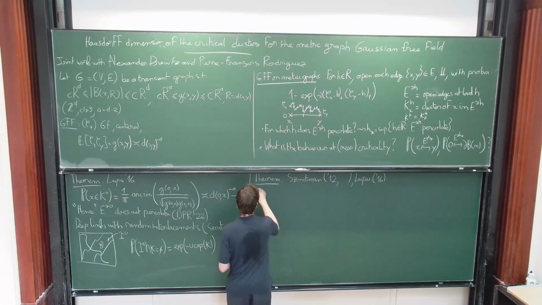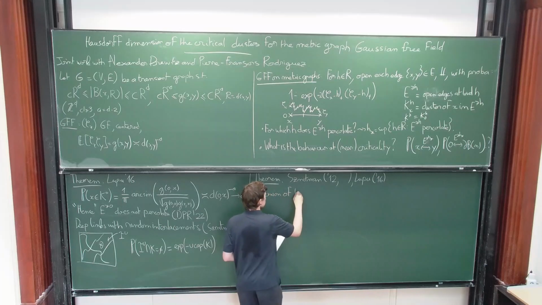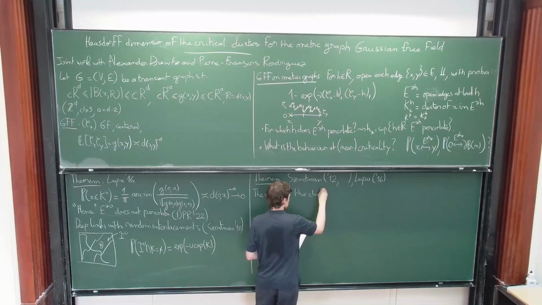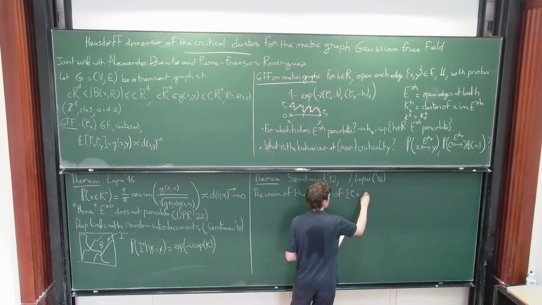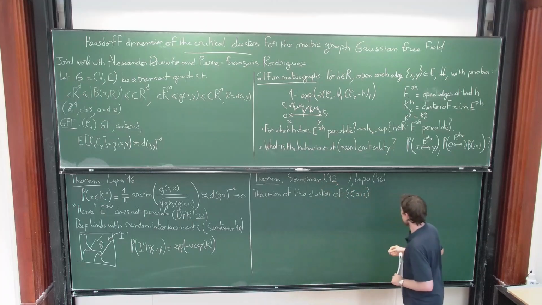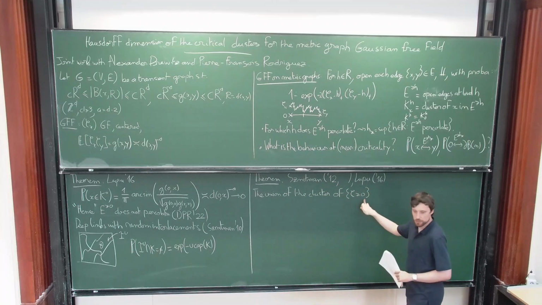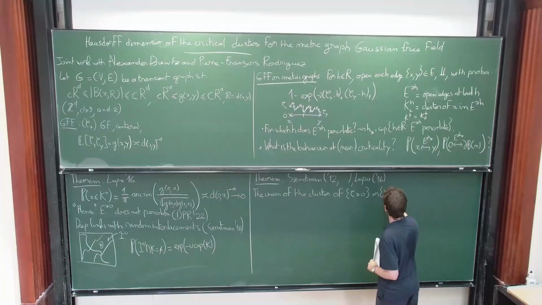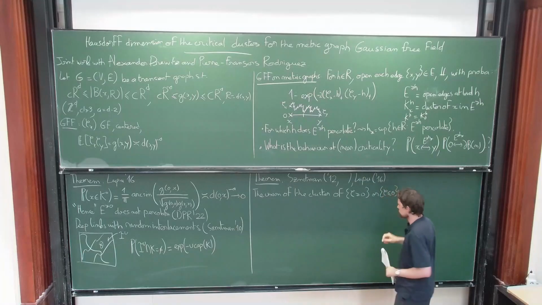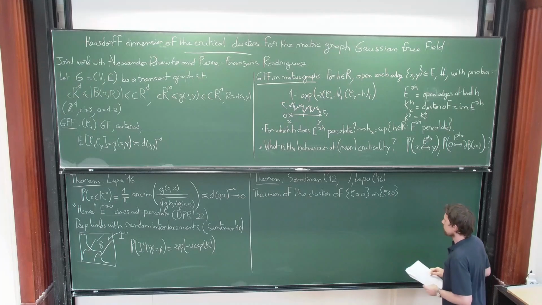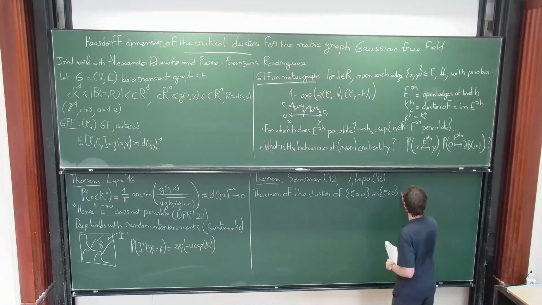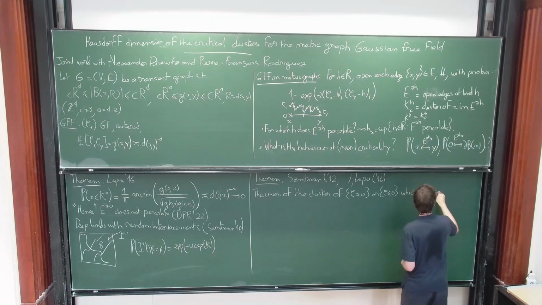It tells you that the union of the sign clusters of my field. What does it mean? It means the clusters where my field is positive, or the clusters where it's negative. Each point is either in a positive cluster or a negative cluster. And I take the union of all these clusters which intersect my interlacement.